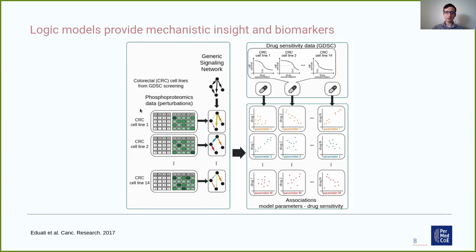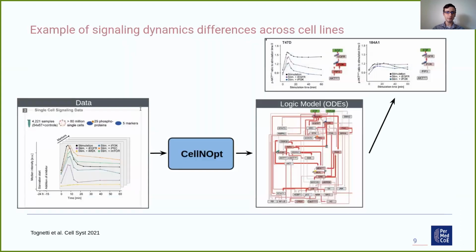A more realistic example is shown here, where CellNOpt is used on phosphoproteomics to create cell signaling models for different cell lines that then can be analyzed to determine different effects of different compounds. Here we have the workflow for analyzing the differences across cell lines by feeding the data to CellNOpt, which then builds logic models, which we can then simulate.